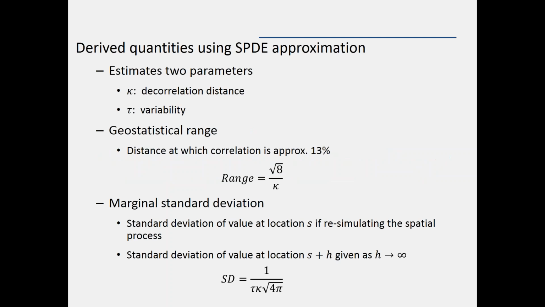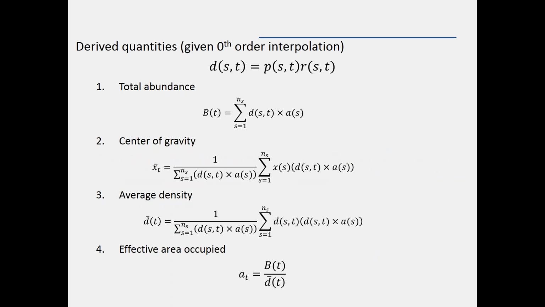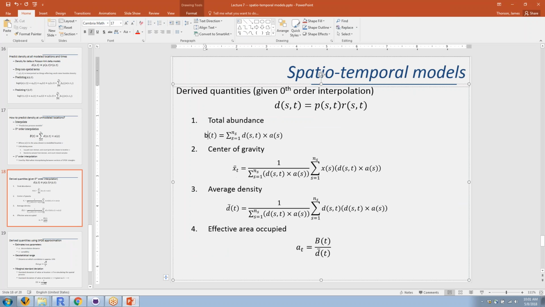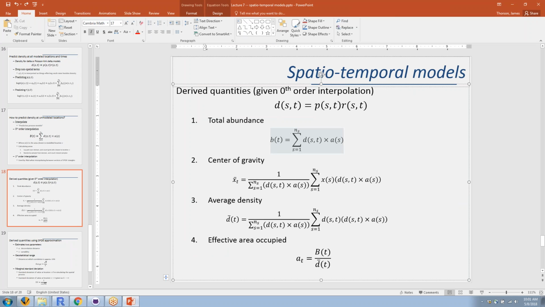I think there's 2 more slides, then we can look at the code. Once we've predicted density across space and time, there's kind of this laundry list of things that we can predict from that density function. Historically, people only extracted the total abundance, which, for consistency with earlier, I'll call B.